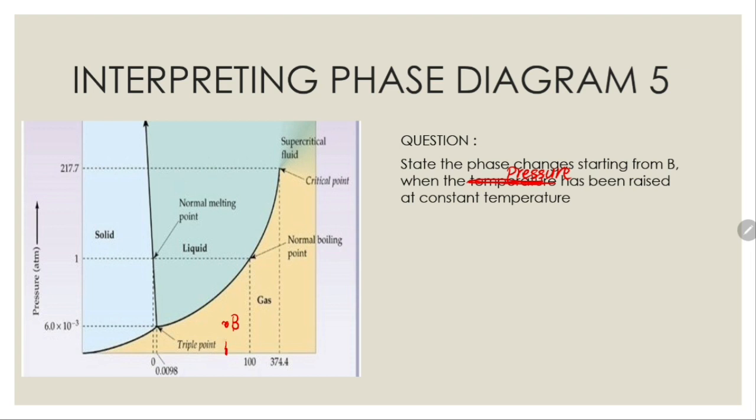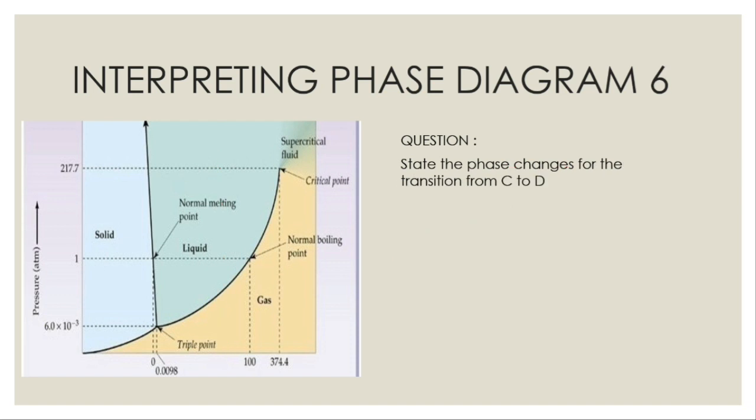So at this temperature, draw a straight line vertically. From point B, which is in the gas phase, after passing through the gas phase, it hits the liquid-gas equilibrium line. So gas and liquid in equilibrium, and then it ends up as a liquid. So that is the phase changes starting from B when the pressure has been raised at constant temperature.